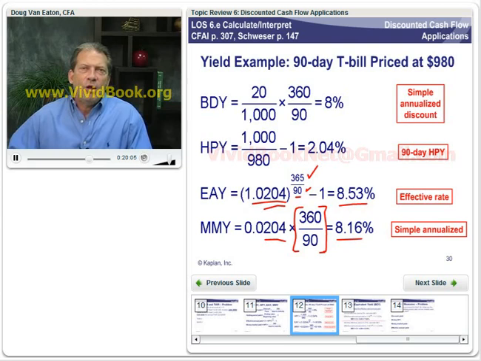So of all these, which is the largest? Well, the effective annual yield is going to be the largest because it reflects compounding. The money market yield is our next largest. It doesn't reflect compounding, but it is an actual yield. Our bank discount yield doesn't reflect any compounding and is also a discount from face value, which is going to be less than our actual yield.